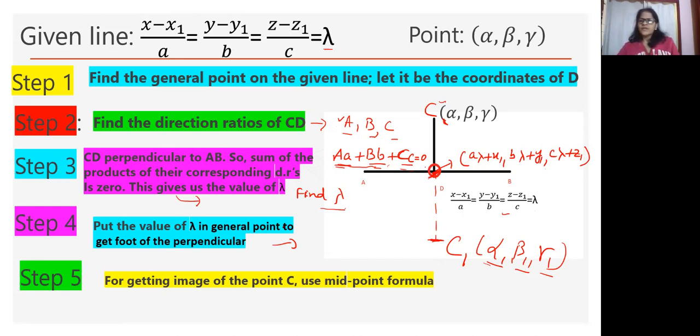In case we are given the image of the point on the line, here C1 is the image of the point, and as we know, the foot of the perpendicular is always the midpoint of the line joining the point and its image. So we have the point C and we have found the foot of the perpendicular. Now this is the midpoint of CC1. So using the midpoint formula we can find the image. These are the 5 simple steps, and they will really help you to solve any question of this type.